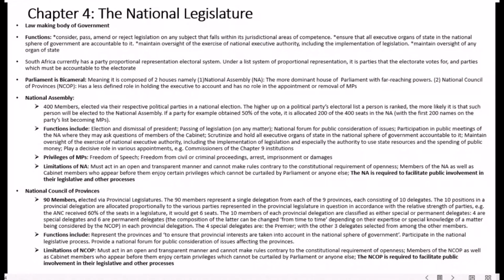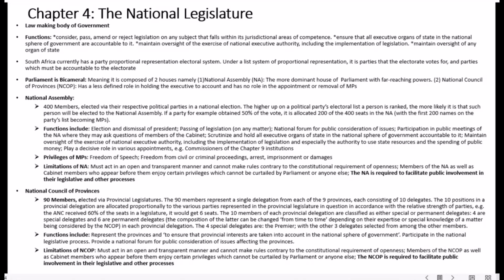And then the limitations of the National Assembly is that it must always act in an open and transparent manner, and it cannot make rules contrary to the constitutional requirement of openness. Members of the National Assembly, as well as cabinet members who appear before the National Assembly, enjoy certain privileges which cannot be curtailed by Parliament or anyone else.